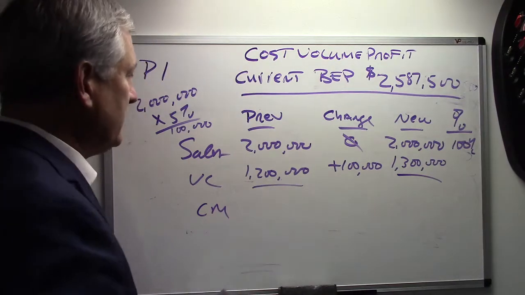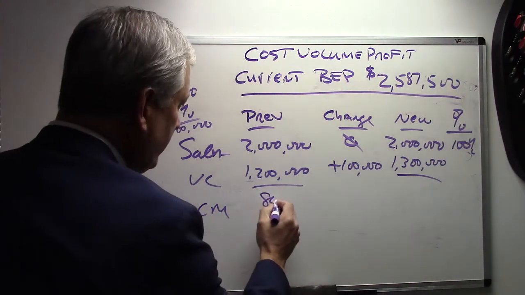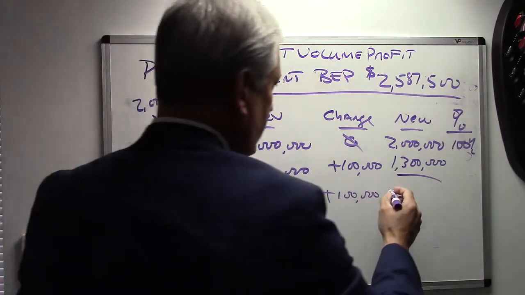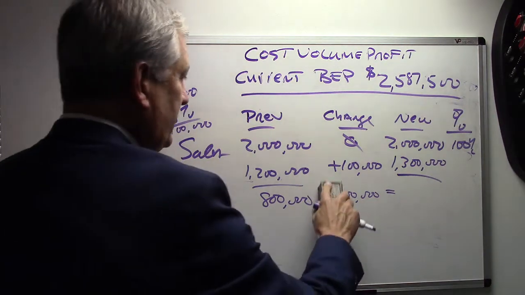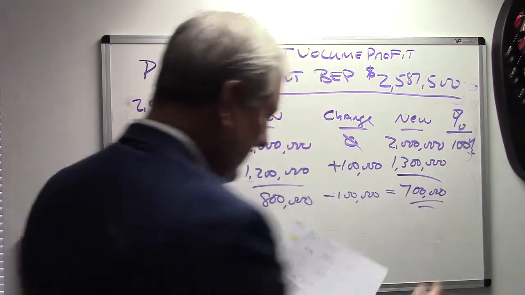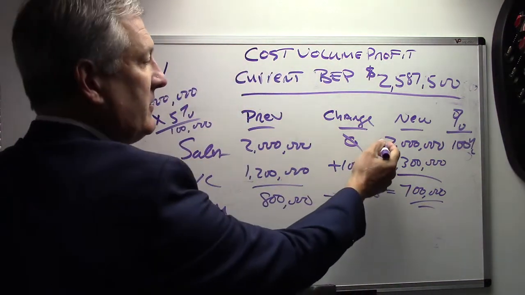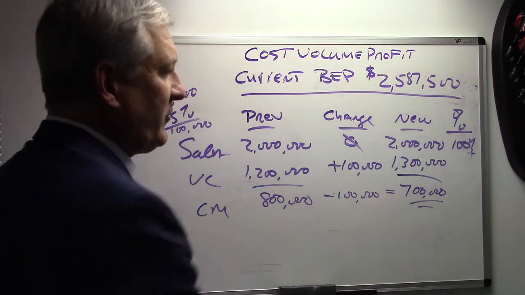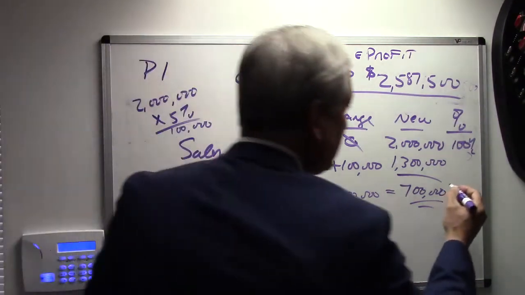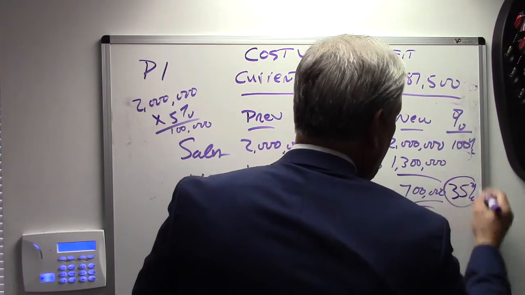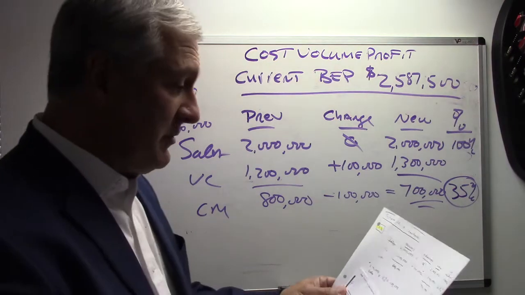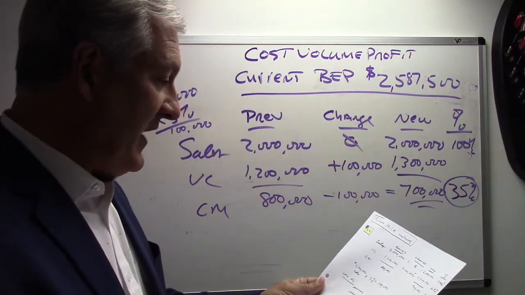Contribution margin was $800,000. We're going to subtract the $100,000, because it's an expense. My new contribution margin is total sales of $2 million minus variable cost of $1,300,000, so my new contribution margin in dollars is $700,000. The percentage is now 35%: $700,000 divided by $2 million. Contribution margin percentage now is 35%.